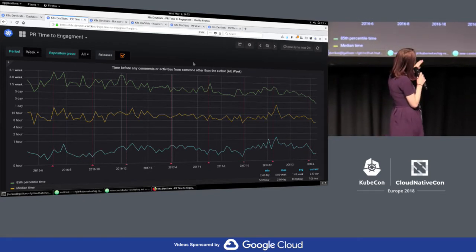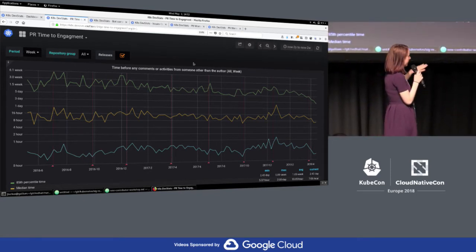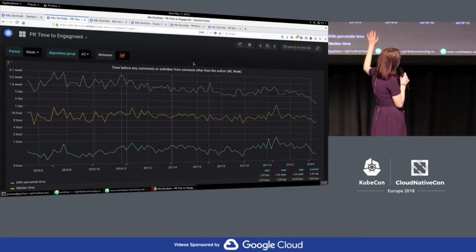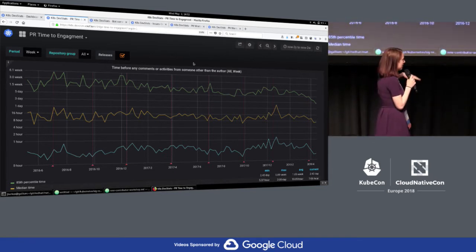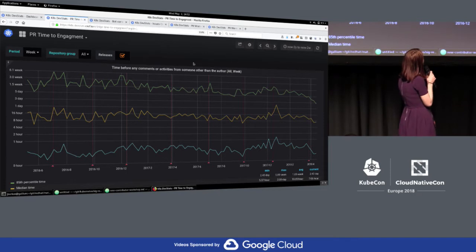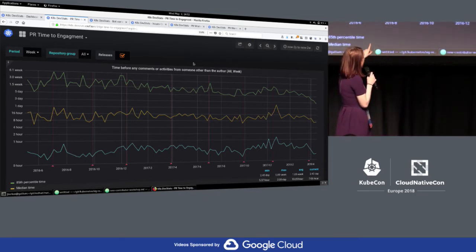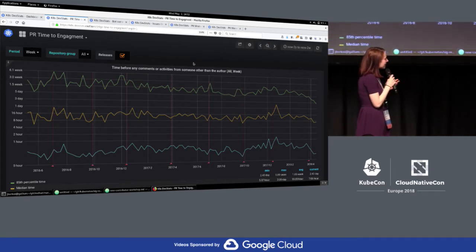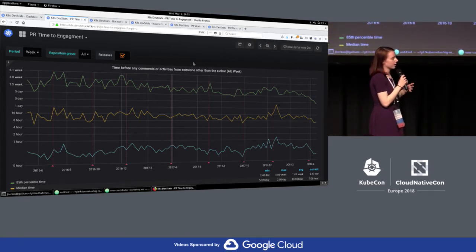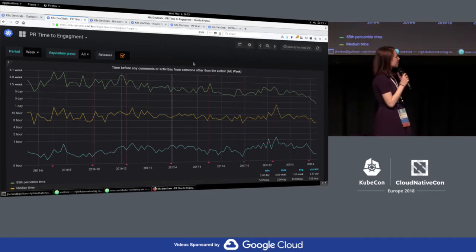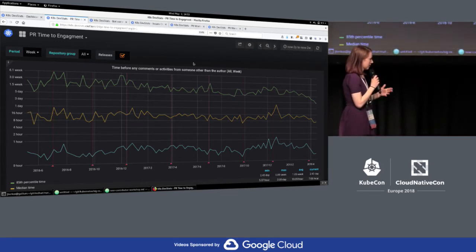And so we can use this graph in a couple of different ways. So right now we're looking at all of the repositories, across all time as well. And so we can actually drill this down to specific repository groups. And why this graph is useful is it can tell you how responsive people are to the pull requests being made in individual repositories.